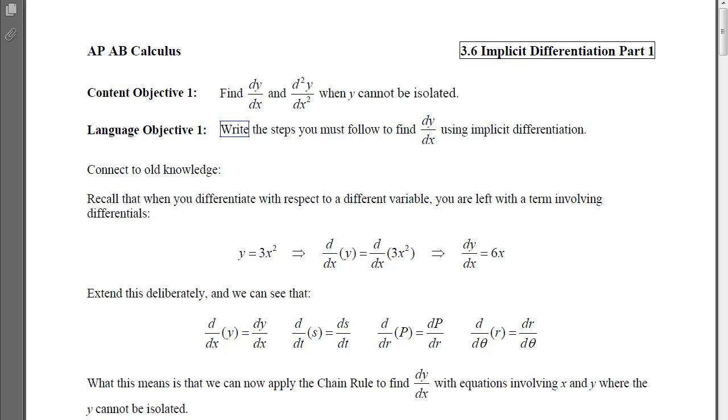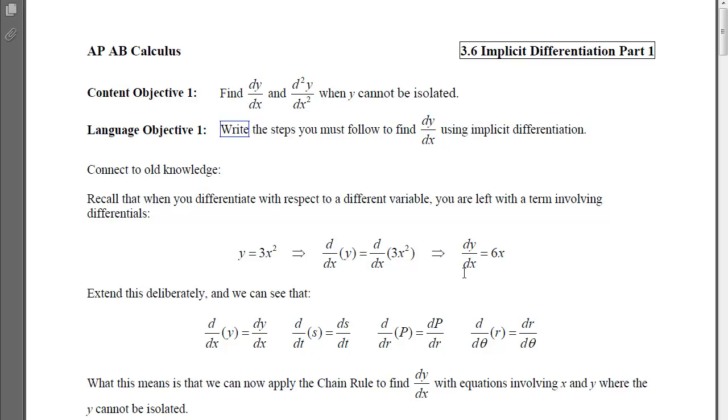Before we can get there, we need to connect to our old knowledge and pay attention to what we have done in the past without really noticing it. When we had y equals 3x squared, we would take the derivative with respect to x of both sides, and we would apply this operator d/dx to both sides of the equation. On the right-hand side, we would apply the power rule and end up with the 6x. And on the left, we just kind of got into the habit of writing dy/dx.